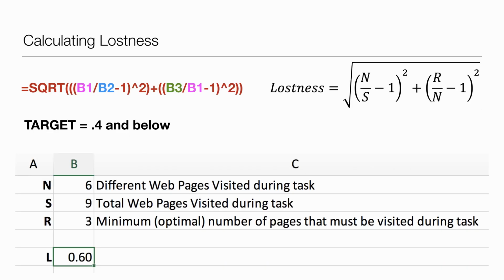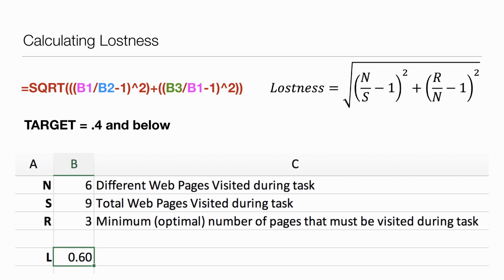And what are they? Here we are. So I've changed numbers around a little bit because I wanted to make the total pages visited a bit higher to show you a bit more interesting stuff. So we have our data, which is 6 different pages visited, total 9 pages visited, and 3 is the minimum optimal number of pages that must be visited.